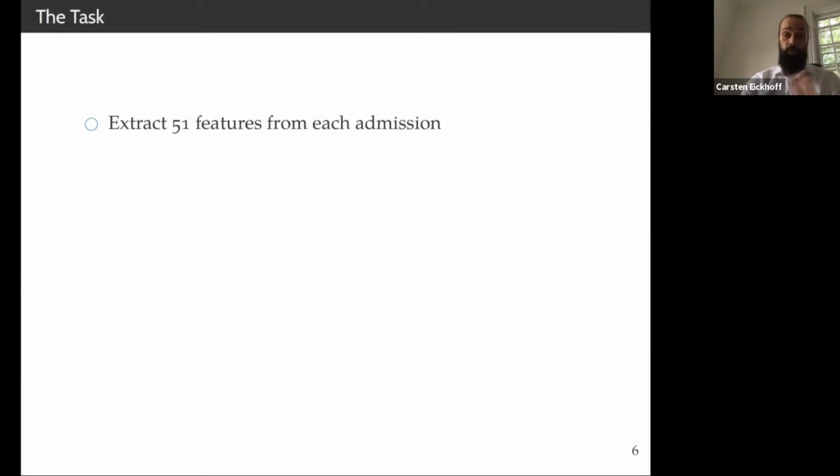Okay. So the task. We are extracting 51 features, and we selected those by hand, right? So we went through and coded up which 51 features to include. They come in a bunch of categories. The first one is demographics. So we know age, sex, marital status. We even looked at insurance status and things like that of the person.